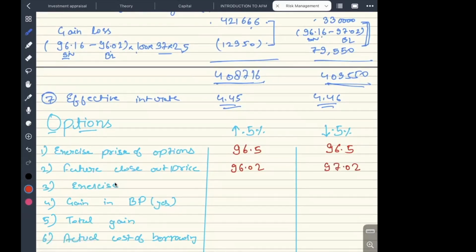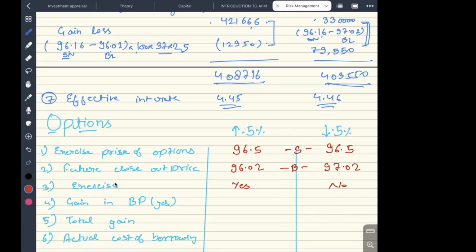Now remember, beta, we are borrowing. So we have to sell at this rate, sell now, buy later. So will you sell at 96.5 and buy at 96.02? Yes, because we will make profit. Will you sell at 96.5 and buy at 97.02? No. Okay. What will be the basis point gain?